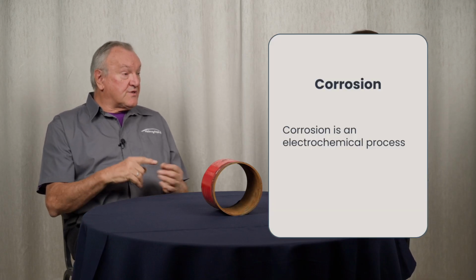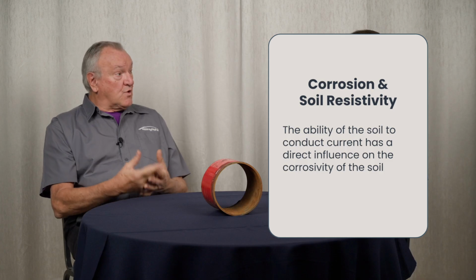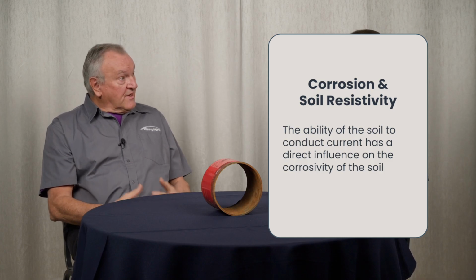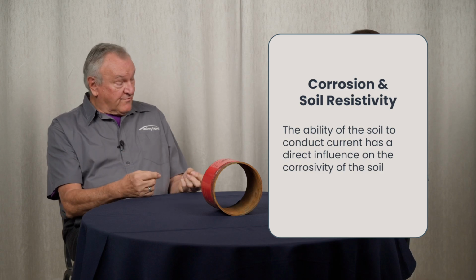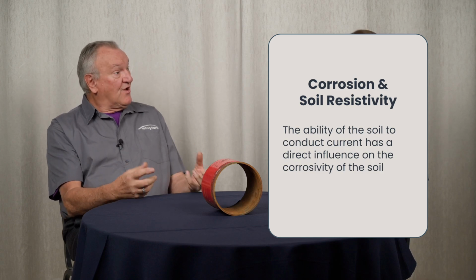And the reason why that is related to corrosion is that if you think way back to our early discussions, that corrosion is an electrochemical process. It requires the passage of an electric current. So therefore, the ability of the soil to conduct current has a direct influence on the rate of corrosion or the corrosivity of the ground in which the pipeline is buried. Yeah, thank you for that.